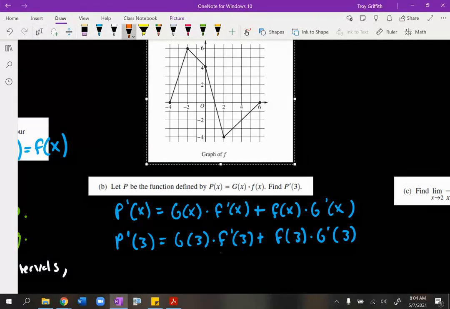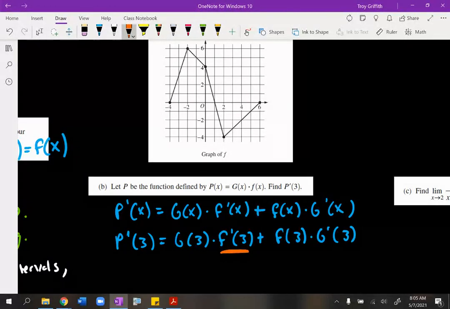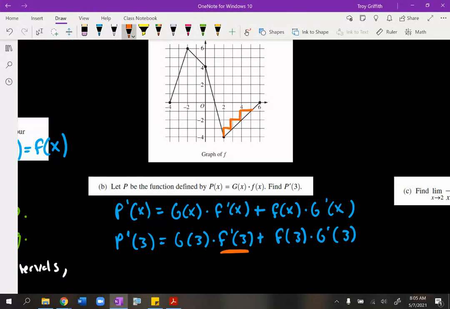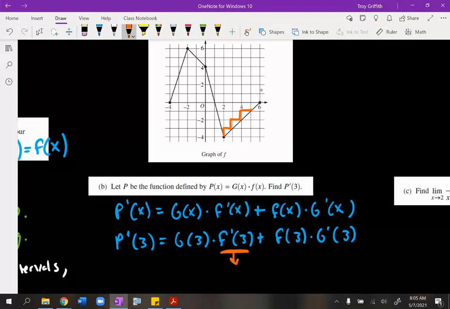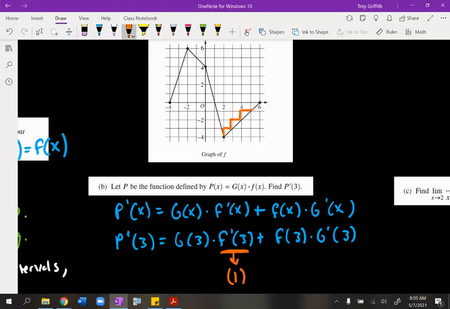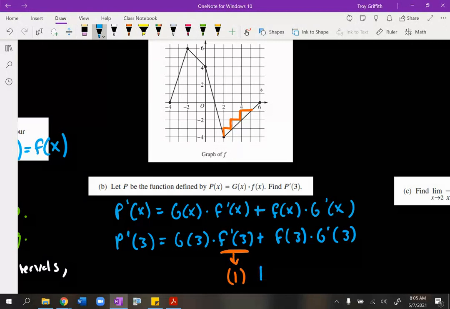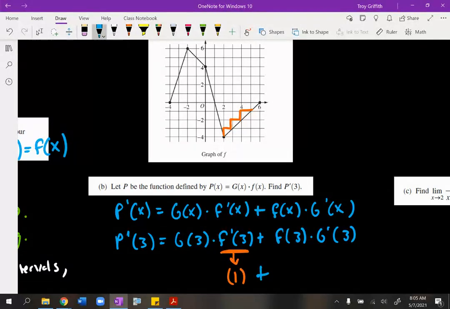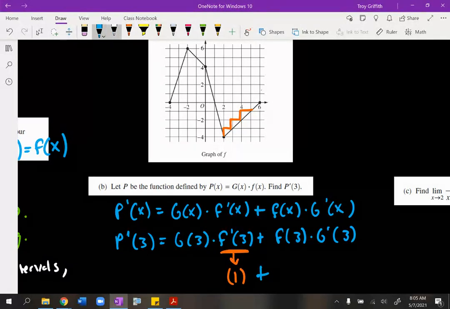So f prime of 3 is going to be the derivative of what we're looking at at 3. This is a line segment, so it's just going to be whatever the slope of the line segment is here. We can see that this line segment is going up 1, over 1, up 1, over 1 consistently. So f prime of 3 is equal to 1. Okay. f of 3 is, let's see, f of 3 is -3. You can see that from the graph right here.